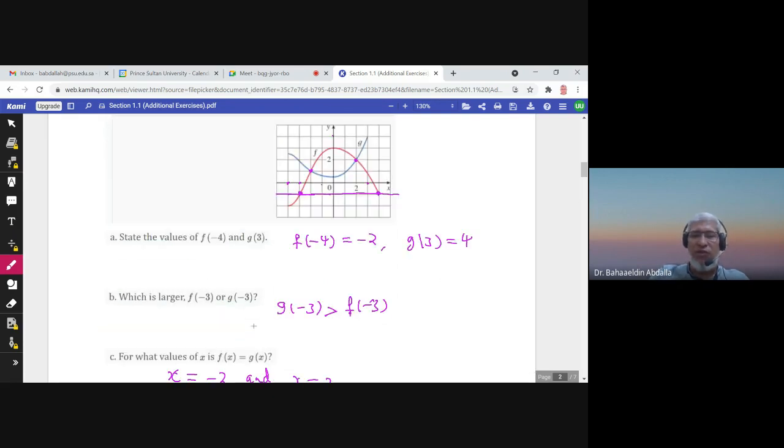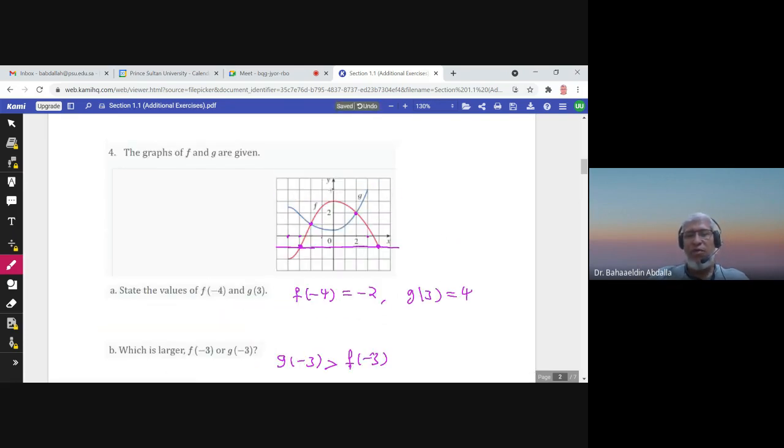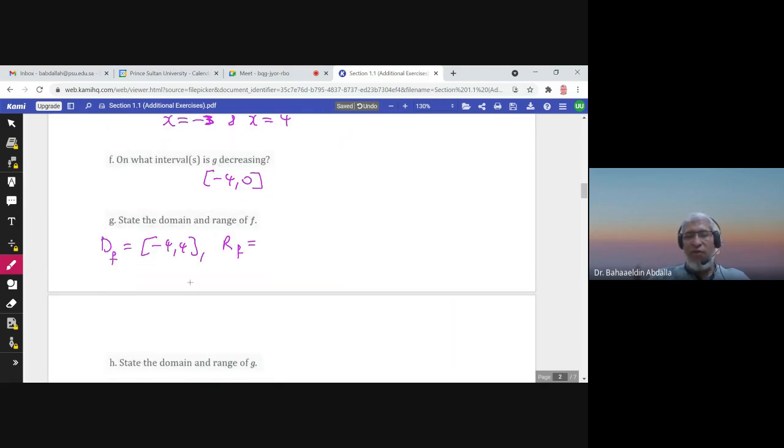The range of f, the range, all possible values of y. So here -2, and here the highest point is 3. So from -2 to 3, that's the range of f.